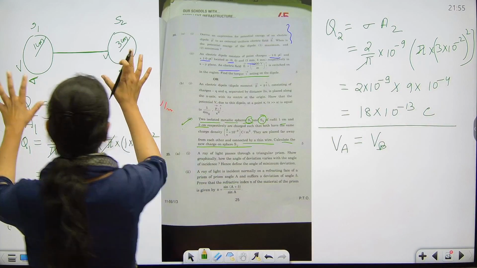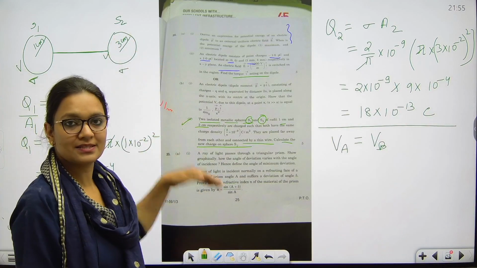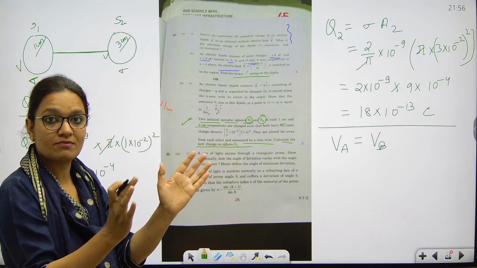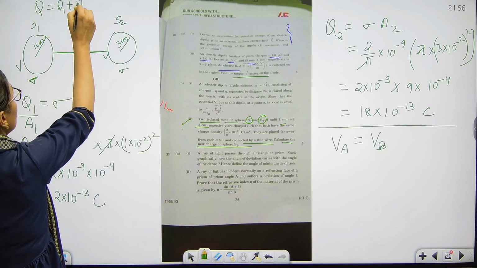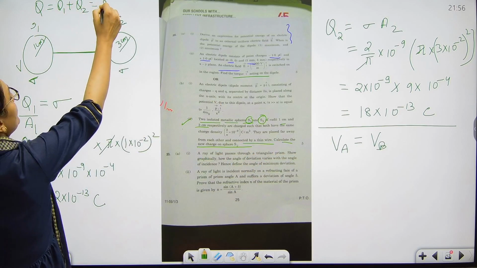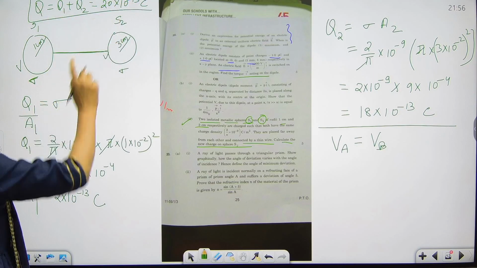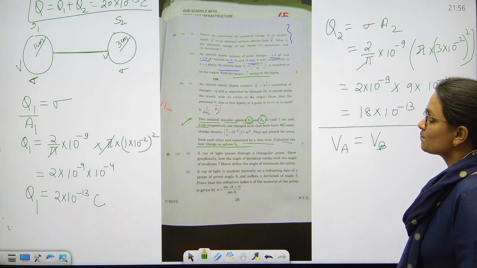What was the total initial charge will be the final charge. It means the charge will remain the same. The total initial charge will be equal to the total final charge. Law of conservation of charge. What is the total initial charge? It was Q1 plus Q2, that is 18 plus 2, that is 20 into 10 to the power minus 13 coulomb. The final charge will also be equal to this.